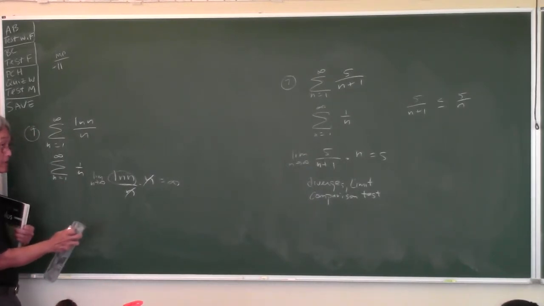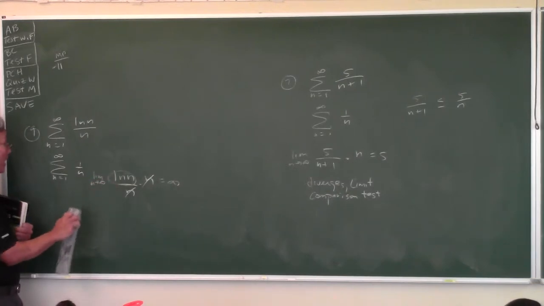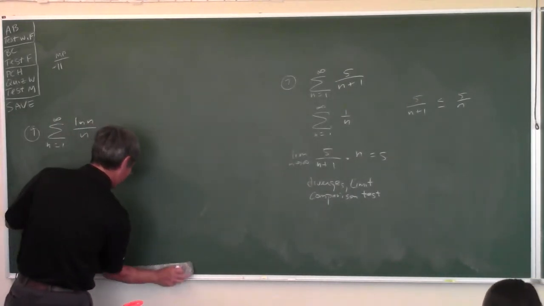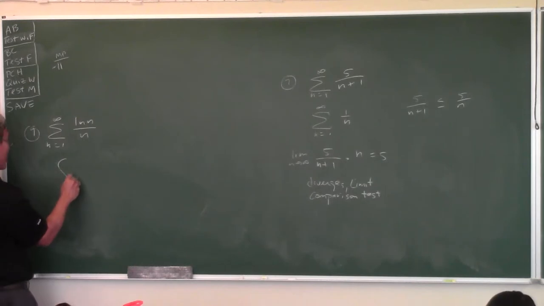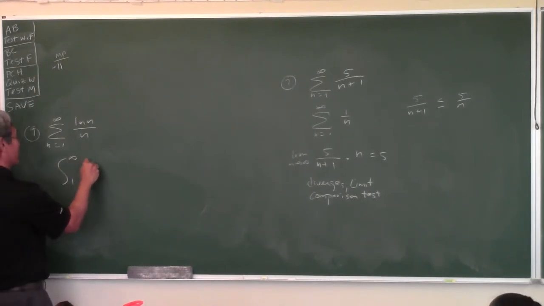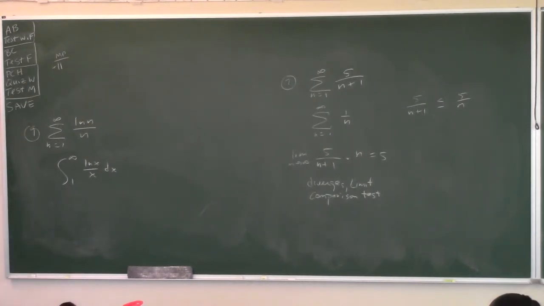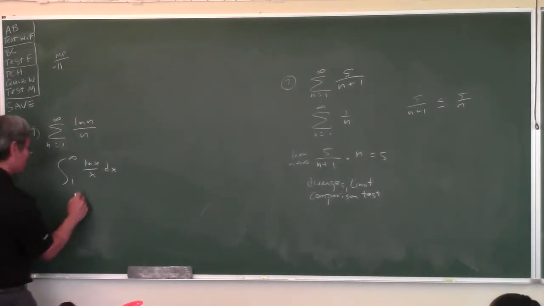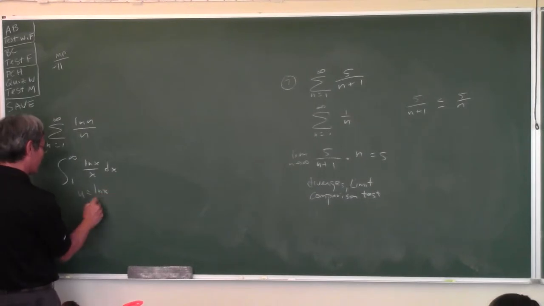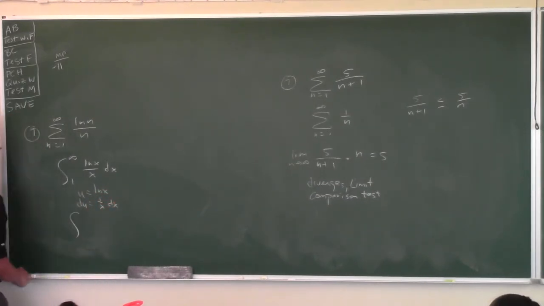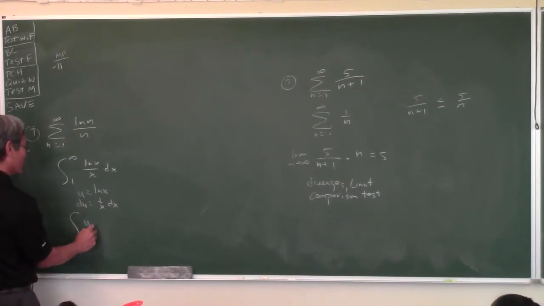Now, is there another way you could have done it? The integral test. Let's try that. Okay, so we're going to do the integral of natural log x over x dx. How do you do this integral? U substitution. u equals ln x, du equals 1 over x dx. So this integral becomes u du.